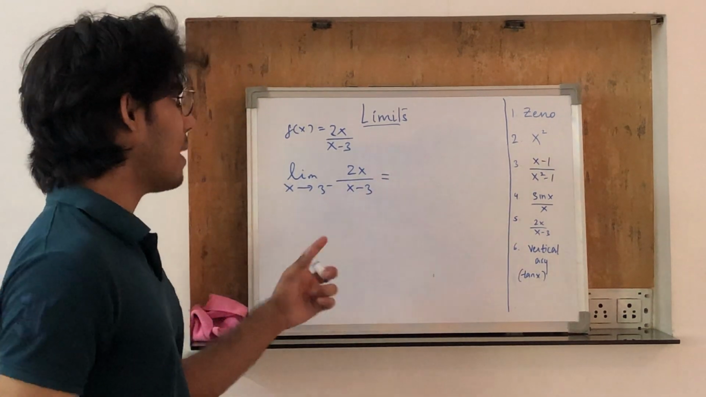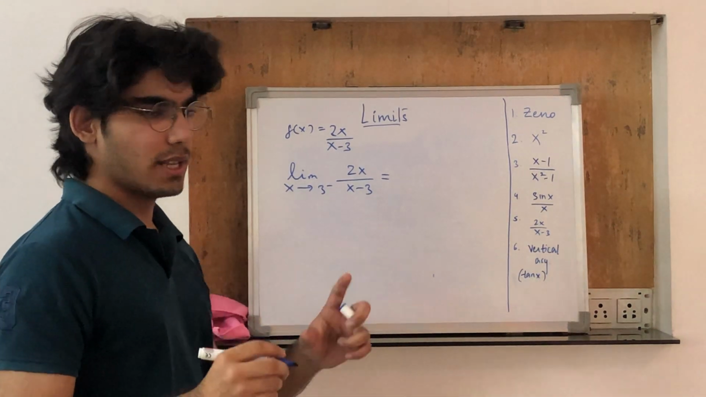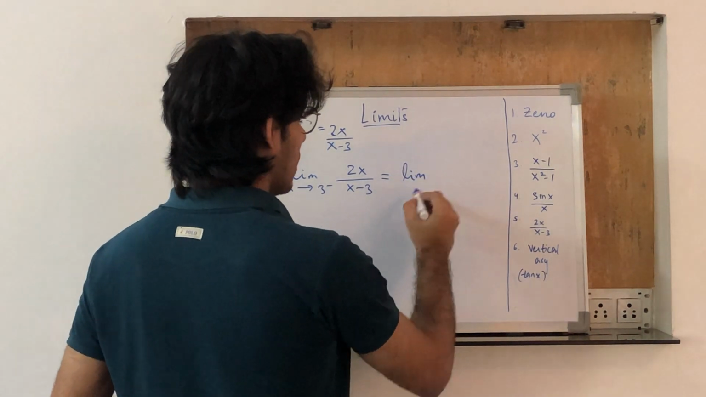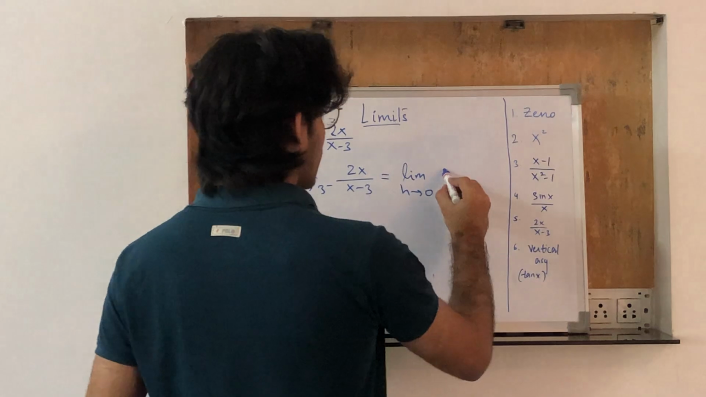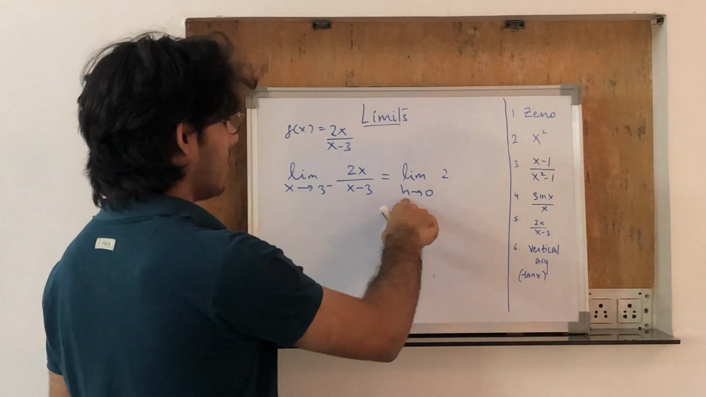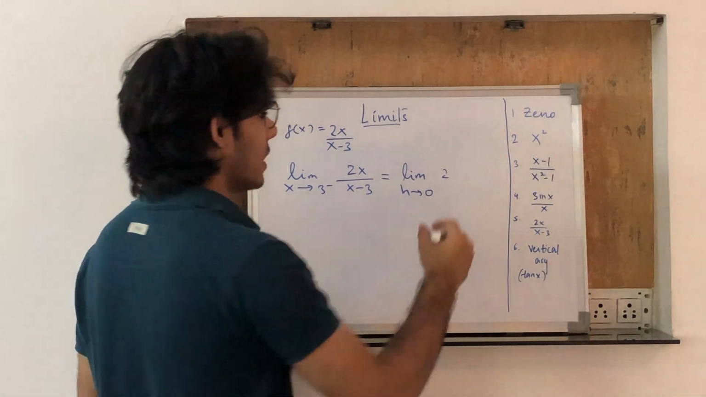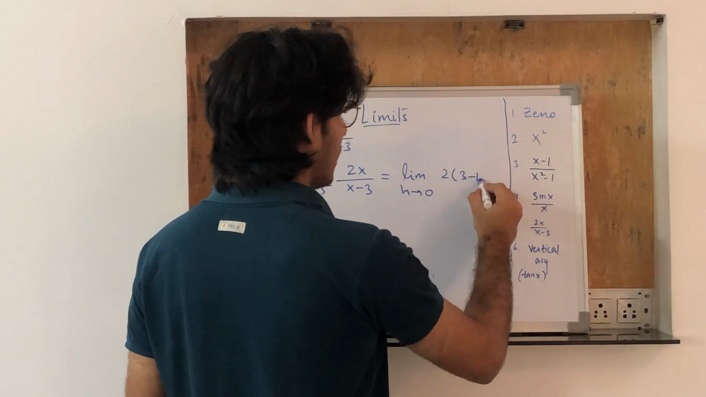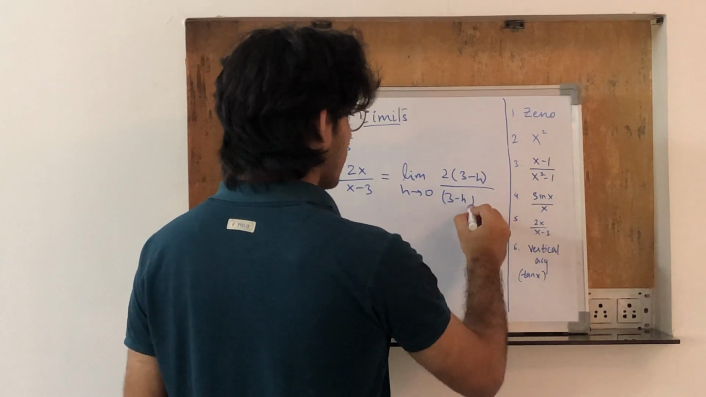And now I'm going to try to simplify this in a form that some of you might find confusing, but I'll talk about it in a bit. So I'm saying limit h tending to 0 of 2 times, now obviously I'm not using x now, so my terms are going to be in terms of h now. So this means this is going to be 3 minus h over 3 minus h minus 3.